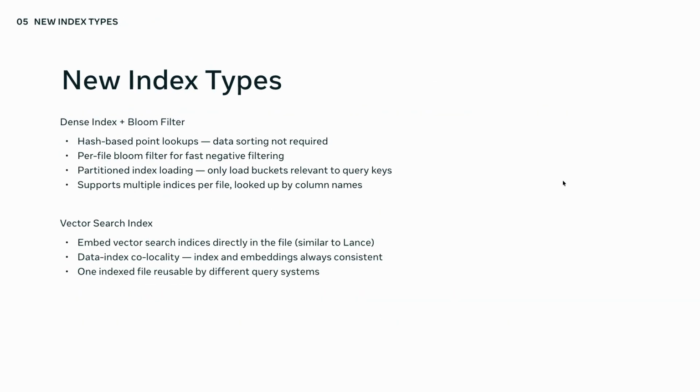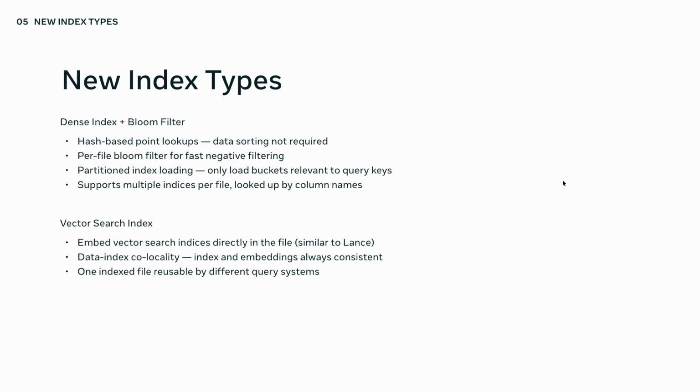Next, let's talk about some of the new indexes we are currently building into the Nimble file format. So we have built a dense index. This index uses a hash table to look up the key. When the key comes in, we first calculate the hash for the key, and then based on the hash, we locate a bucket, and within the bucket, we do the key comparison. So this index doesn't require data sorting.